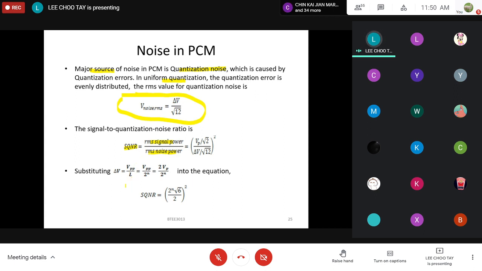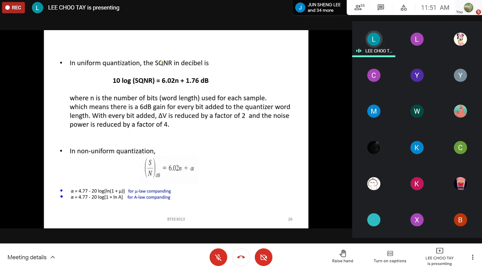If I substitute delta V with the expression VPP over L by definition, where L is 2 to the power of N, and VPP I can replace with 2 Vp, since peak to peak voltage is 2 times the peak voltage, then I will arrive at this expression at the bottom, which is SQNR equals (2 to the power of N times root 6 over 2) squared. If I express it in dB, since SQNR is normally expressed in decibels, that will give me 6.02N plus 1.76 dB. In dB, I have to take 10 log of it because it's power, so that will give me this.